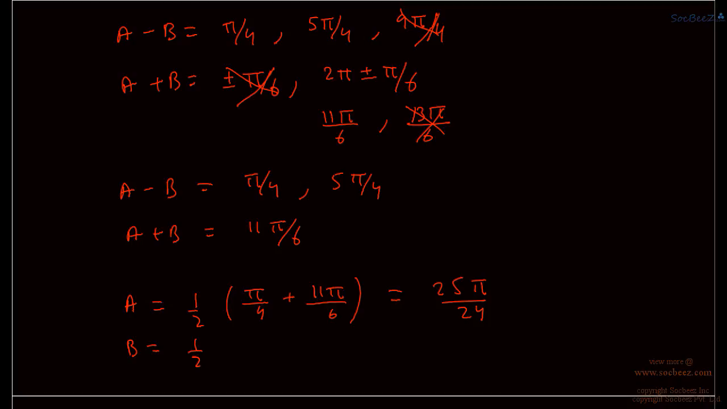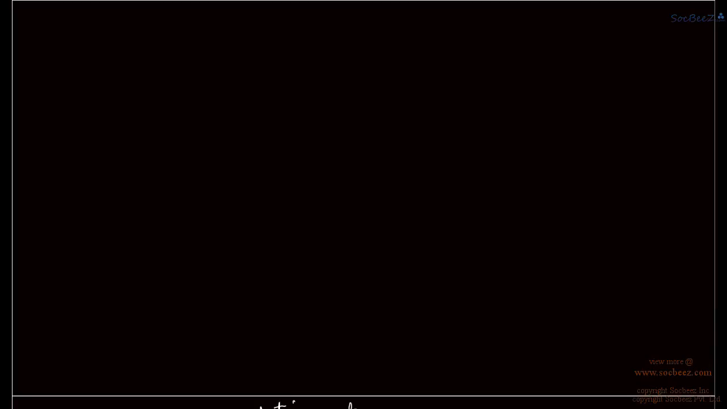pi by 24, and b is just subtracted, or from any of the equations here, or subtract the equations and you get 11 pi by 6 minus pi by 4, right? That is again 22 minus 3, that is 19 pi by 24. This is for the first set, right?